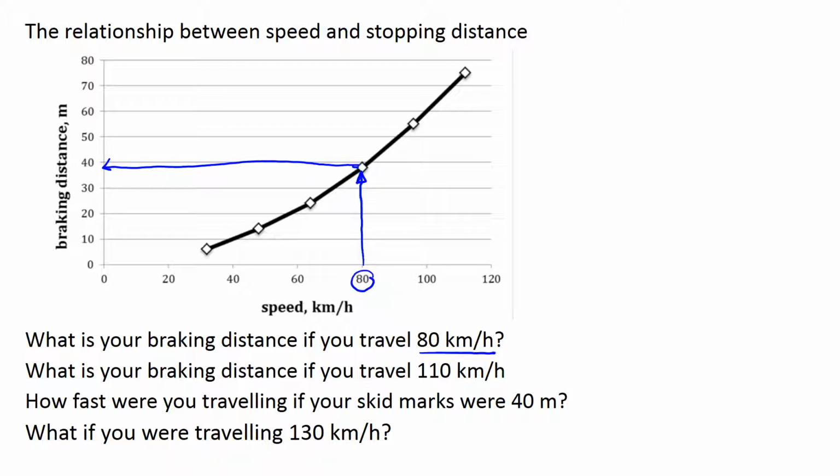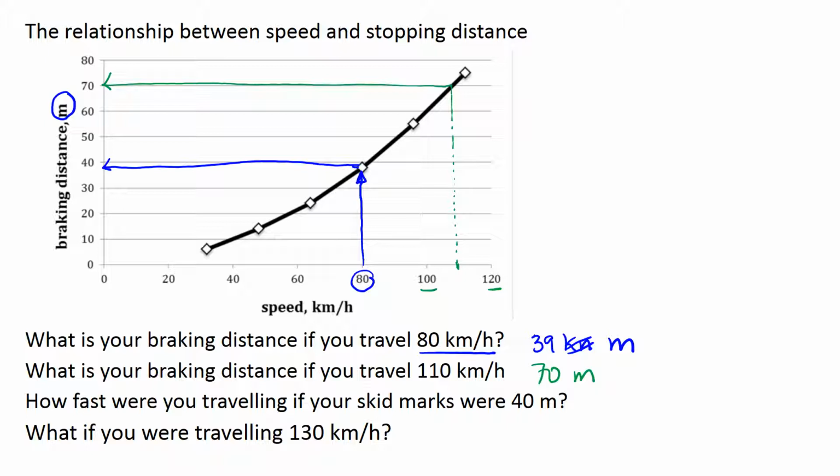So what is your brake distance if you travel 80 kilometers an hour? 39, not 39 kilometers, that's wrong, 39 meters. Why is it meters? Because of this unit here. What is your braking distance if you travel 110 kilometers an hour? So going 110, that's halfway between 100 and 120, so approximately here. I'm going to draw a line straight up and then straight across, and it looks like it's about 70 meters.